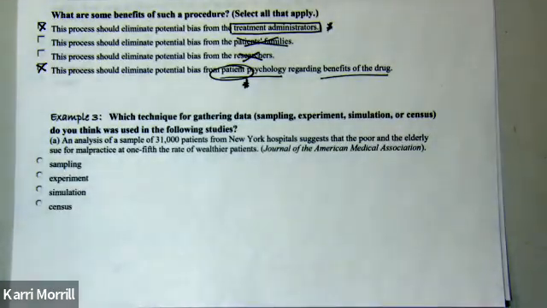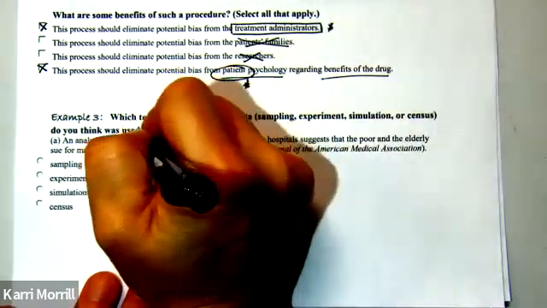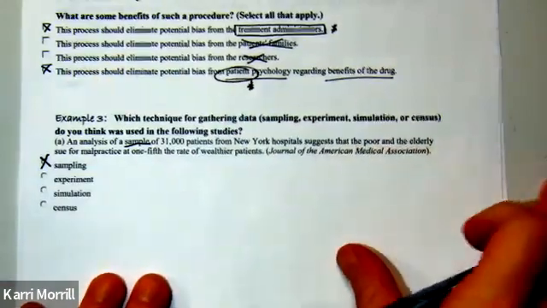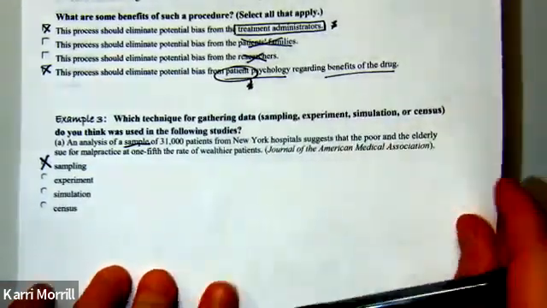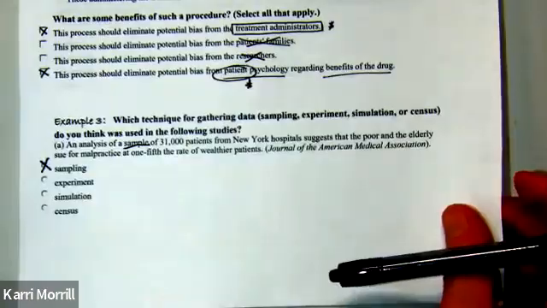An analysis of a sample of 31,000 patients from New York hospitals suggests that the poor and the elderly sue for malpractice at 1/5 of the rate of the wealthier patients. You probably could have just stopped at the word sample, because that means you're sampling. You're going to sample from 31,000 patients.